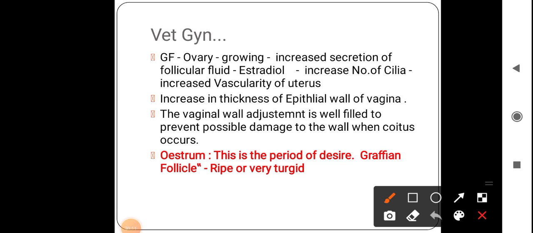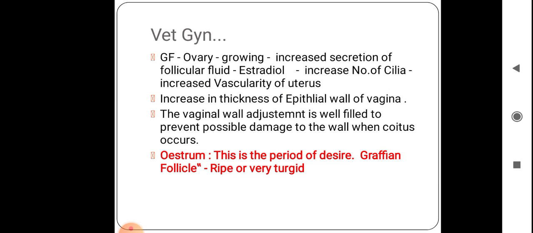Graafian follicle, increased secretion of follicular fluid, increased number of cilia, increased vascularity of the uterus, and increase in thickness of the epithelial wall of the vagina. The vaginal wall is well filled to prevent possible damage to the wall when coitus occurs.